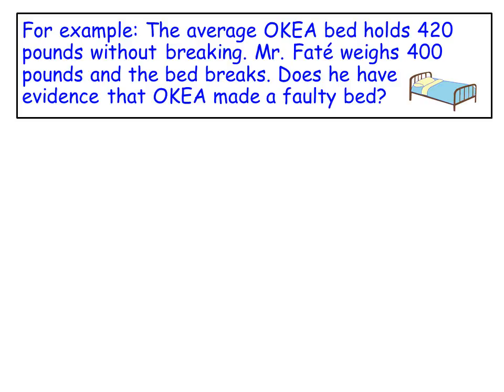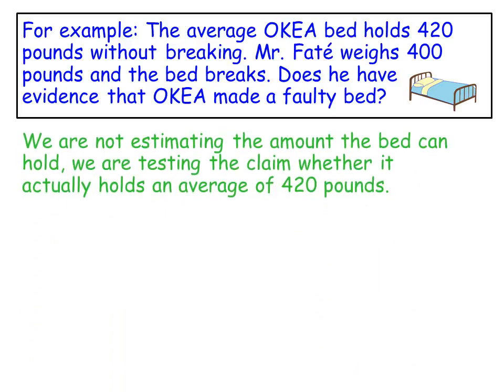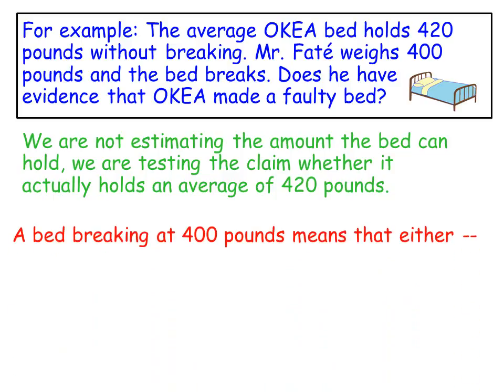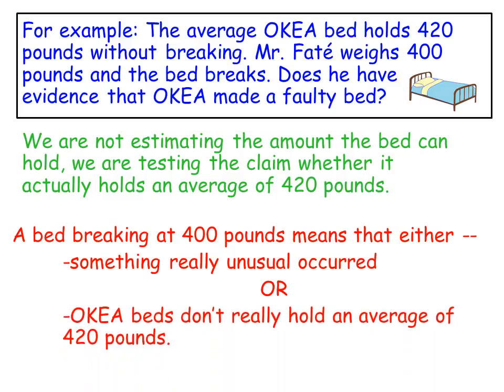For example, the average Okia bed holds 420 pounds without breaking. Mr. Fateh weighs 400 pounds and the bed breaks. Does he have evidence that Okia made a faulty bed? We're not estimating the amount the bed can hold, we are testing the claim whether it actually holds an average of 420 pounds. A bed breaking at 400 pounds means that either something really unusual occurred, or Okia beds don't really hold an average of 420 pounds.